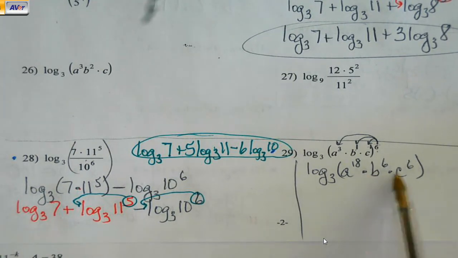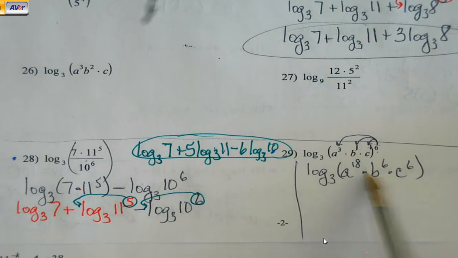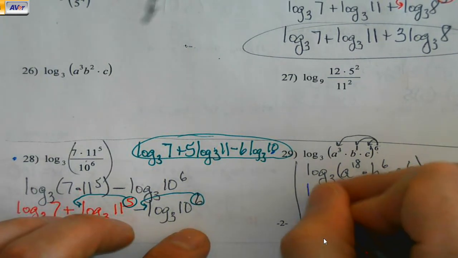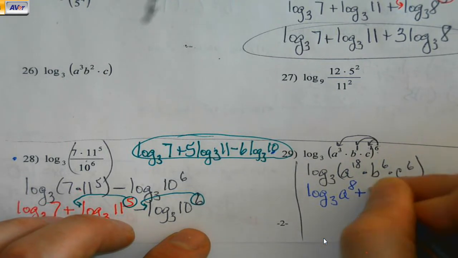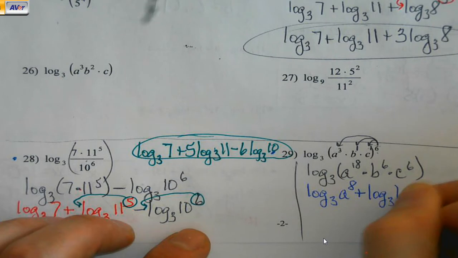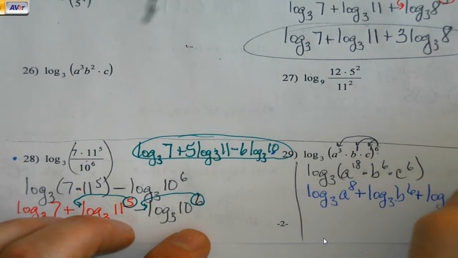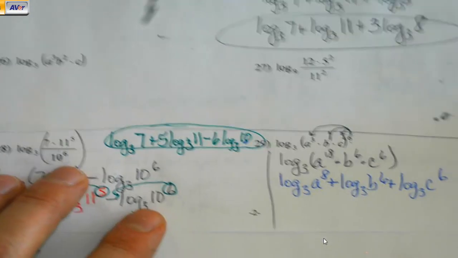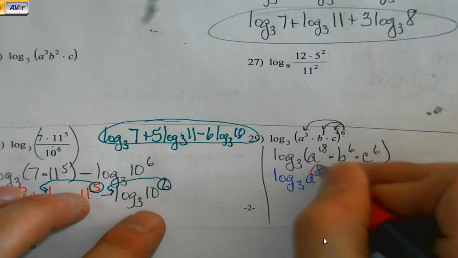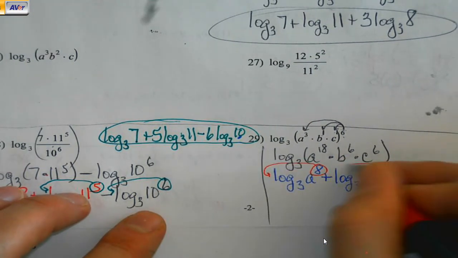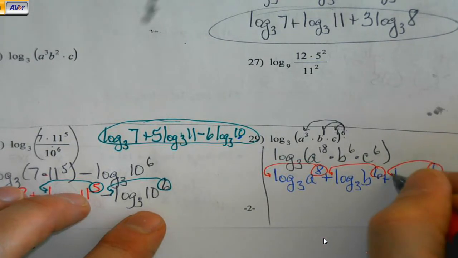Do I have any divides? Nope. Do I have any times? Oh, I sure do. So the times are going to become pluses. And then I write another log. And I see a times, which becomes plus. I do another log. Whoops, and I'm off the screen. Bring it back in. And then my last step when I'm expanding is my powers.